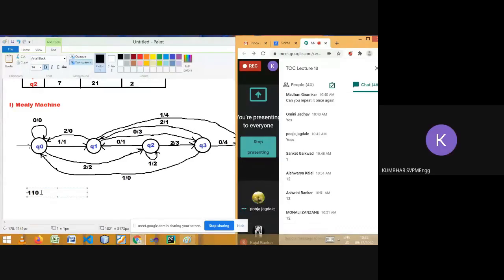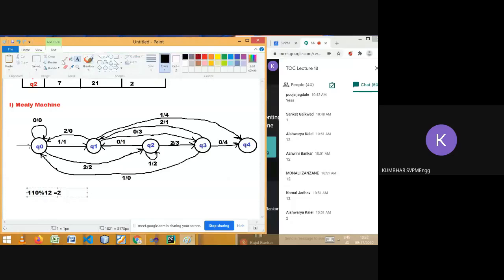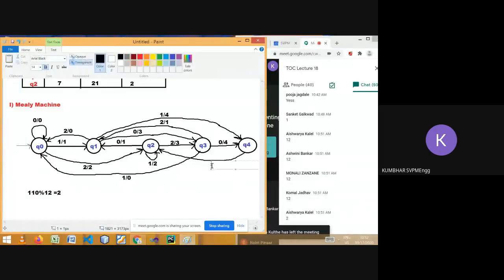Okay, so divided by 5, what will be the remainder? Remainder will be 2, correct? So from Q4 on 0, we should go to Q2. That transition to Q2 we should show. So Q4, after reading 0, we should transit to this. So input is 0 and output is 2.